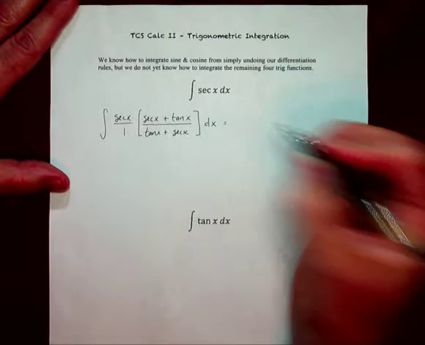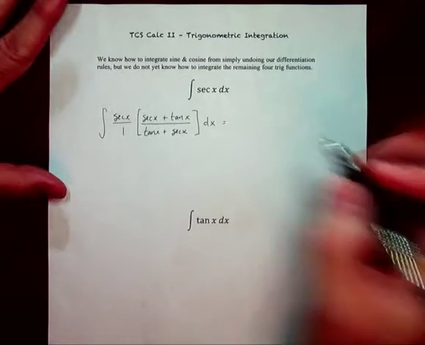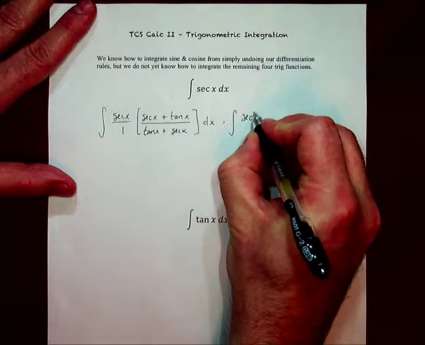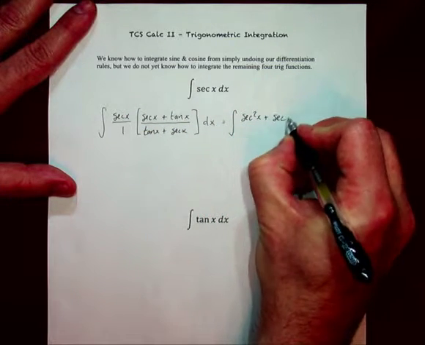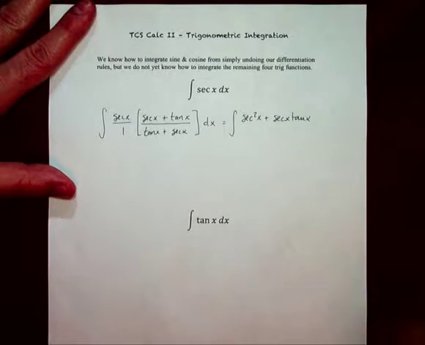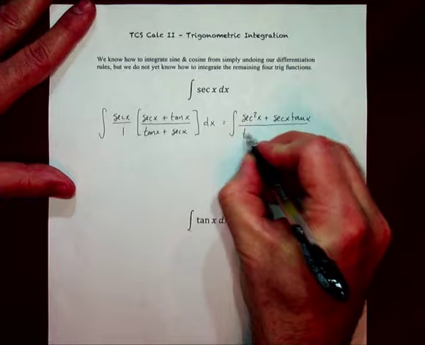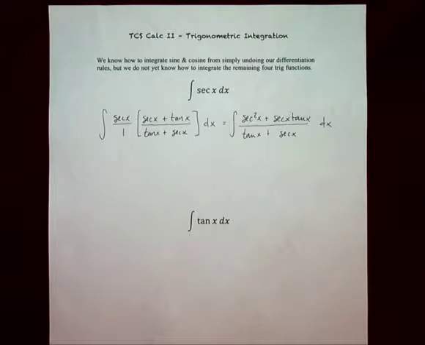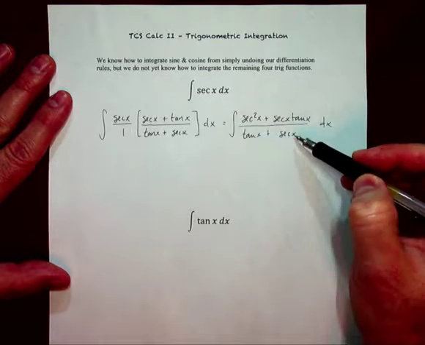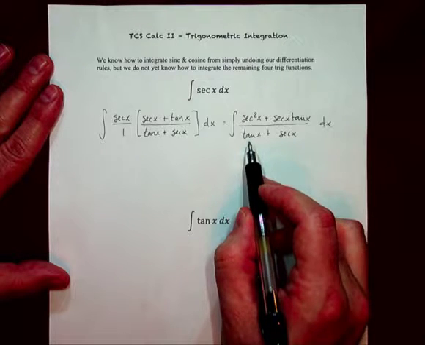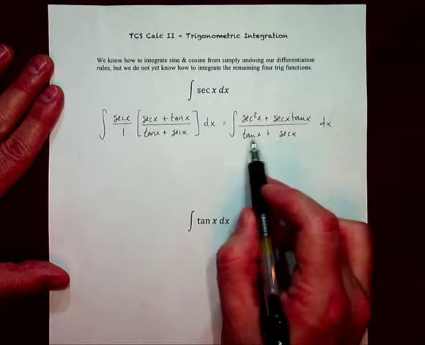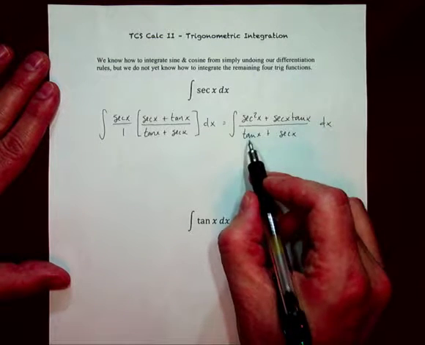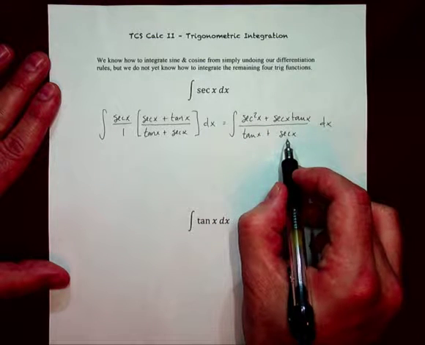Basically what I need to do is simply distribute that secant. So I get secant squared x plus secant x tangent x, all of that over tangent x plus secant x. Now the reason why I reversed the denominator was so that these were right on top of each other. And you notice that the denominator is two terms. The derivative of the denominator will be two terms. And the derivative of tangent is secant squared, and the derivative of secant is secant tangent.